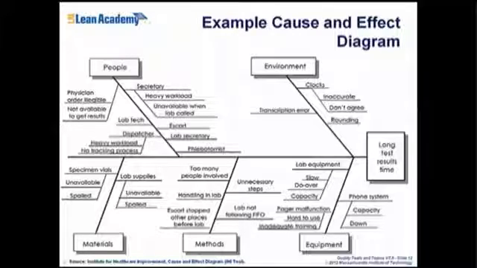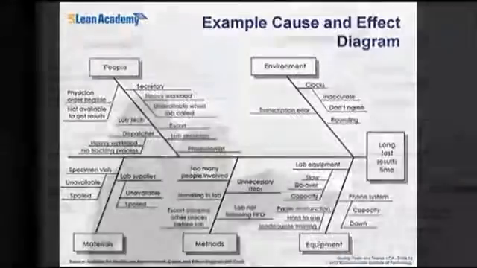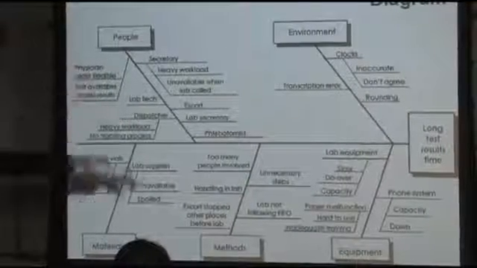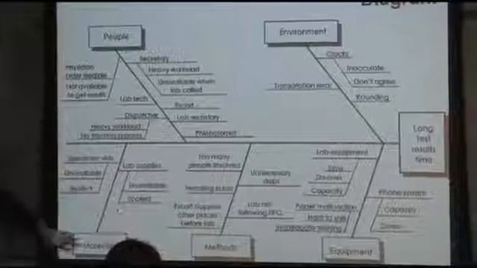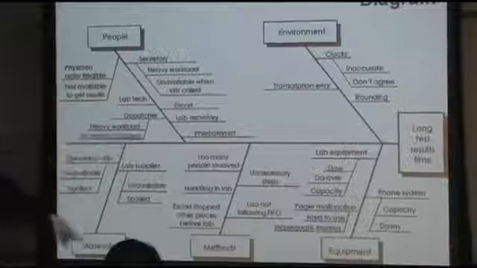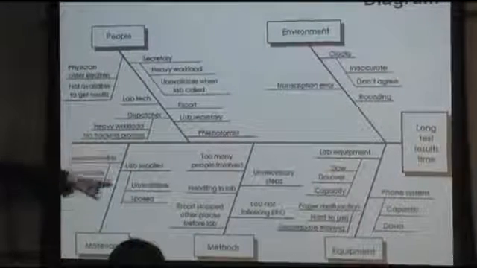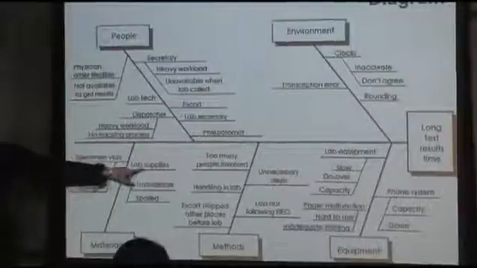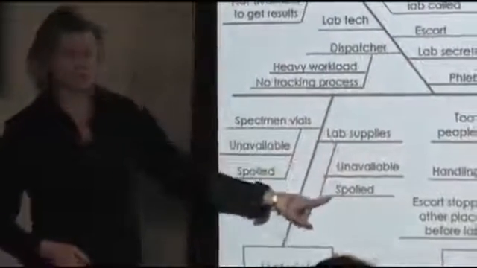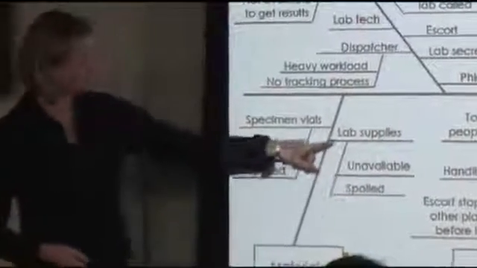So this is an example from the Institute for Healthcare Improvement, and it's a cause and effect diagram about why tests take so long to get results. And they've used the categories for the main causes of people, environment, equipment, methods, and materials. And so if we wanted to ask, well, why might materials make test times take so long? It might be because there are lab supplies as part of materials, and those lab supplies, this is a secondary cause illustration, may be unavailable, or they may be spoiled and no longer good.